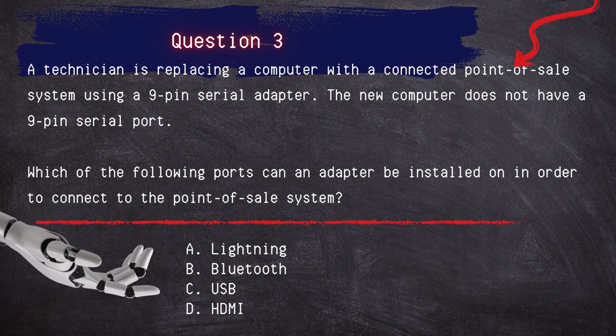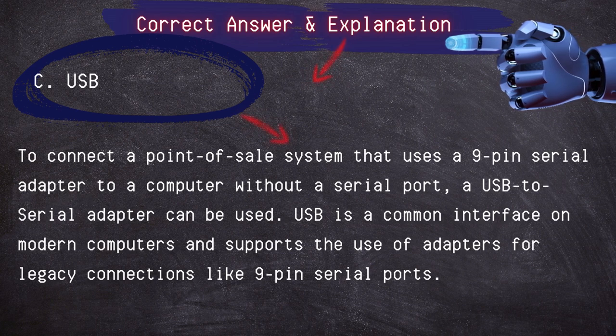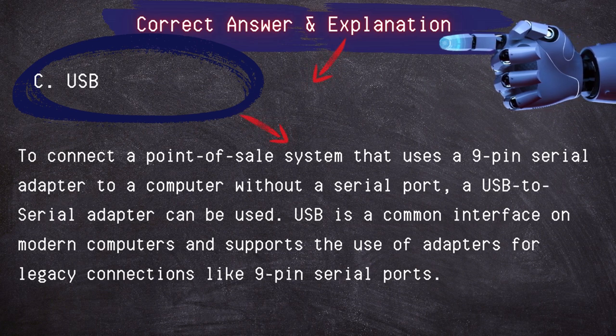USB, or D. HDMI? Just like the previous question, the answer is USB. To connect a point of sale system that uses a 9-pin serial adapter to a computer without a serial port, a USB to serial adapter can be used. USB is a common interface on modern computers and supports the use of adapters for legacy connections like a 9-pin serial port.